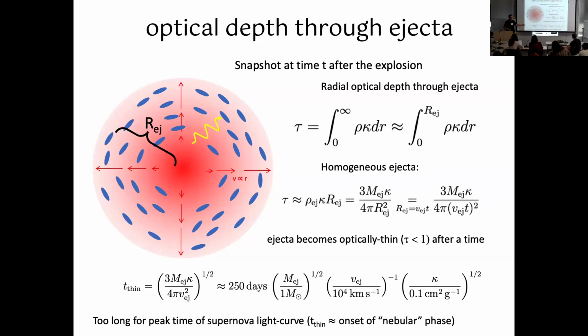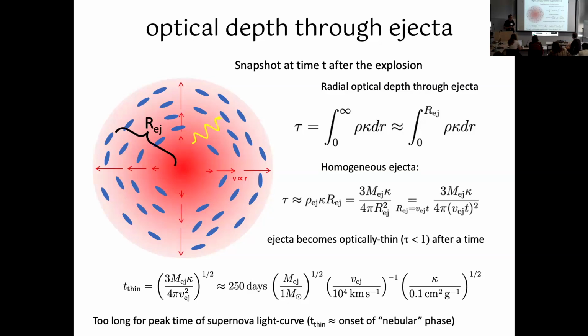You can ask, okay, well, how long does it take for my photon to get out altogether? How long does it take for the ejecta to become optically thin, for this tau to become 1? Well, you just set that equal to 1. You solve for the time at which tau is less than 1. And this is the time for the ejecta to become optically thin. And if you put in parameters which are typical of a type 1a, solar mass, as I said, 0.1 centimeters squared per gram is a rough line opacity, maybe a bit higher.